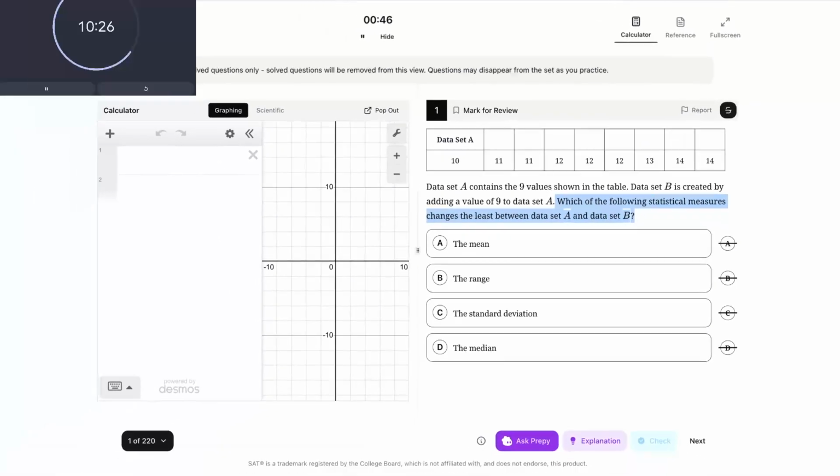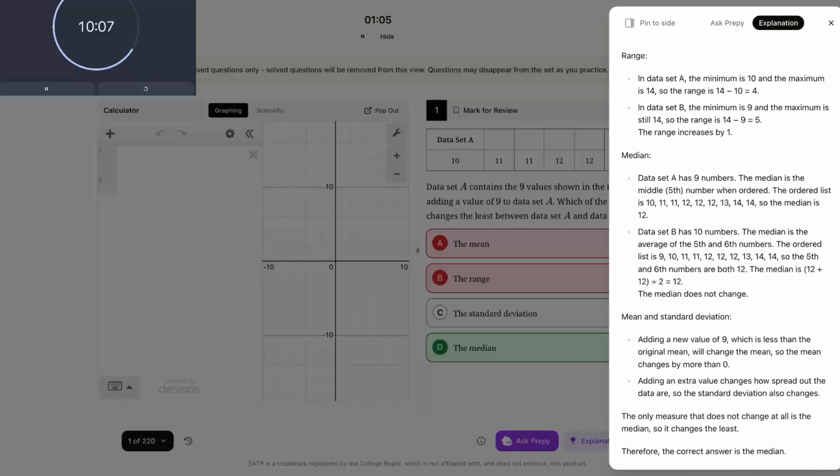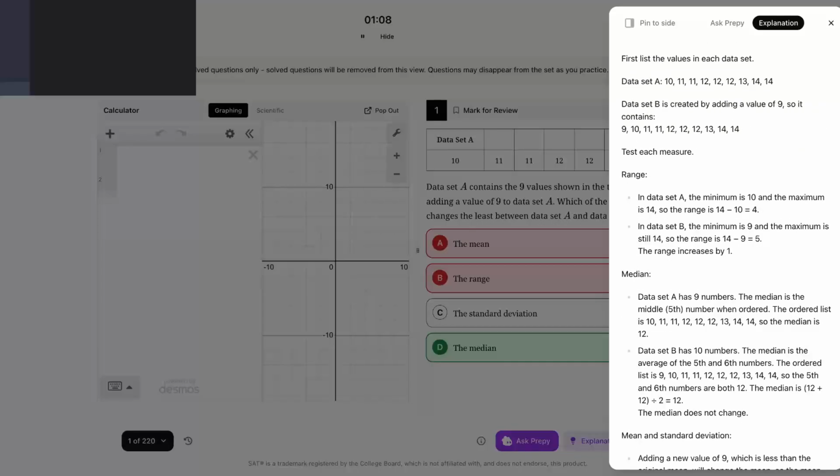Which statistical measure changes the least between the data sets? What the hell? Okay. The wording is just bad. It's probably deprecated. I'm not even gonna lie. So data set A is 10. Okay, so I do the. Oh my god. Okay, it does include. Okay, wait. 1, 2, 3, 4, 5, 6, 7, 8, 9. 1, 2, 3, 4, 5, 6, 7, 8, 9, 10.